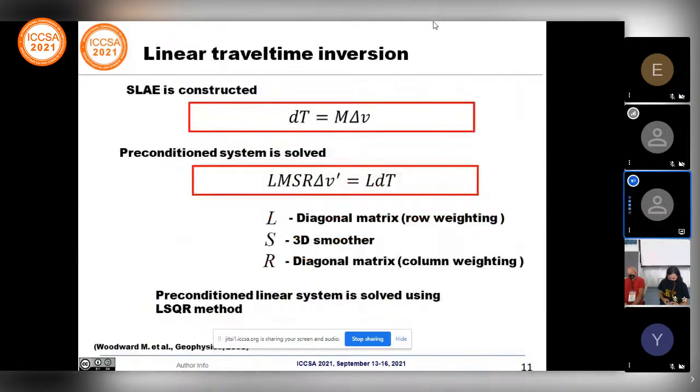And finally, we come to a standard linear inverse problem. We have travel time residuals, we have a linear operator, and we have an unknown correction to the initial velocity model. For the solution of the linear inverse problem, we use the so-called iterative reweighted least squares method. The engine of this method is the well-known LSQR algorithm.